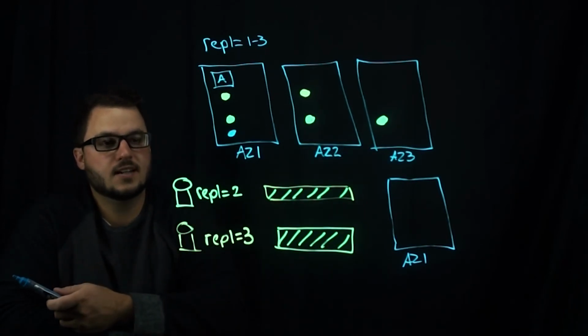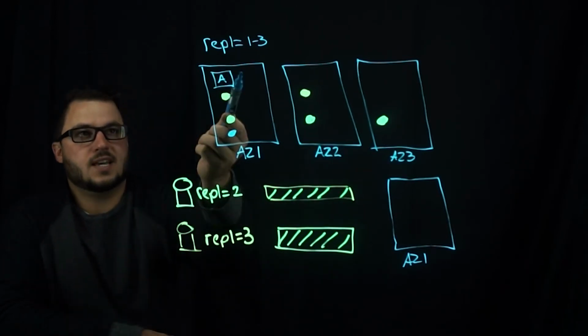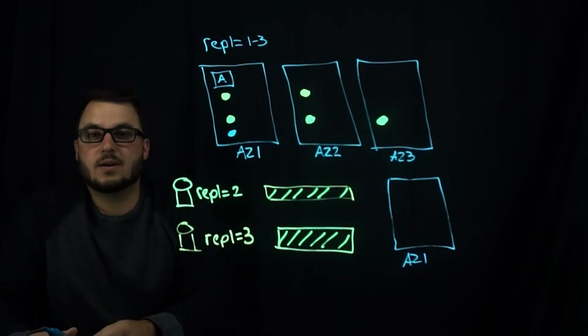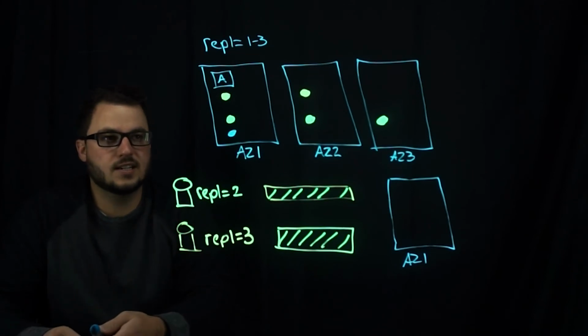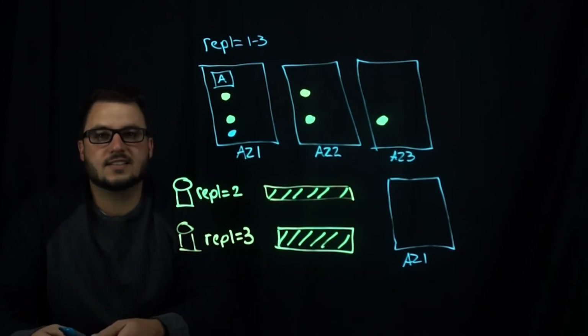So again, replication is set via the REPL parameter on a Portworx volume and can be a level of 1, 2, and 3. And that is a basic overview of Portworx replication.